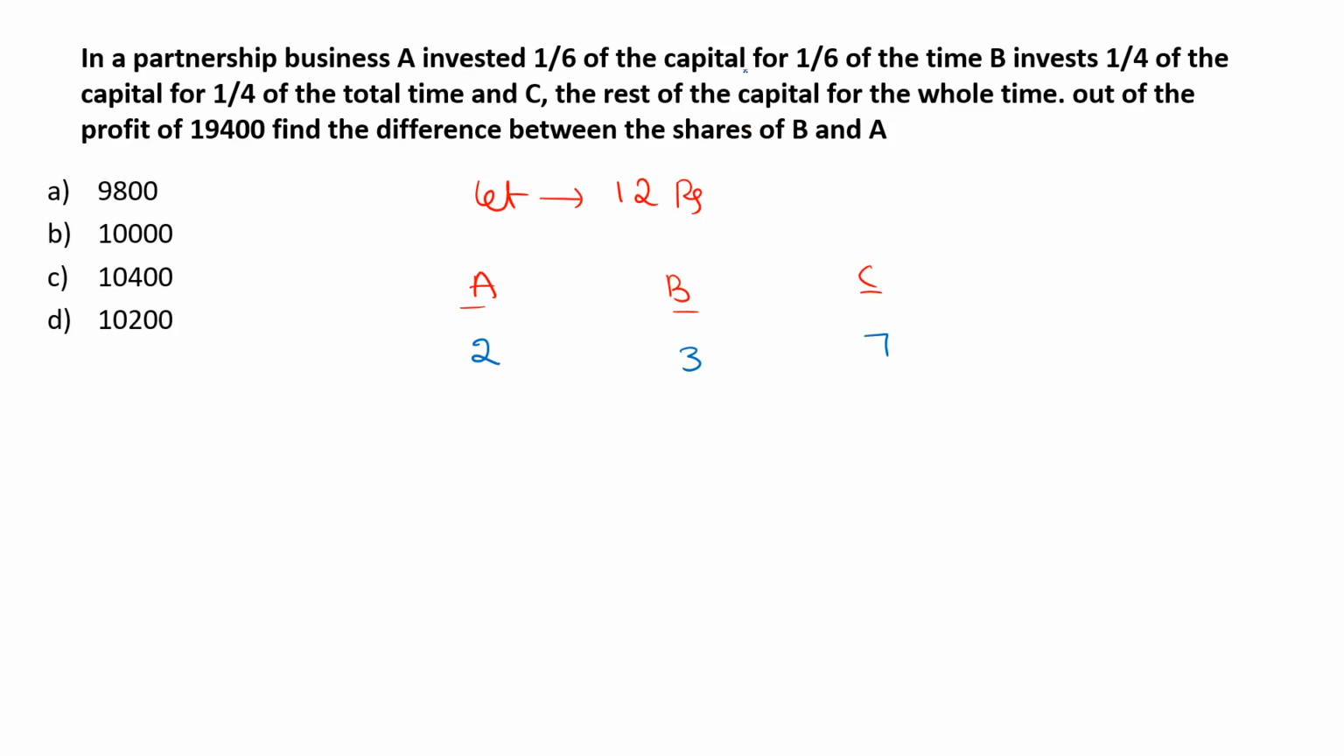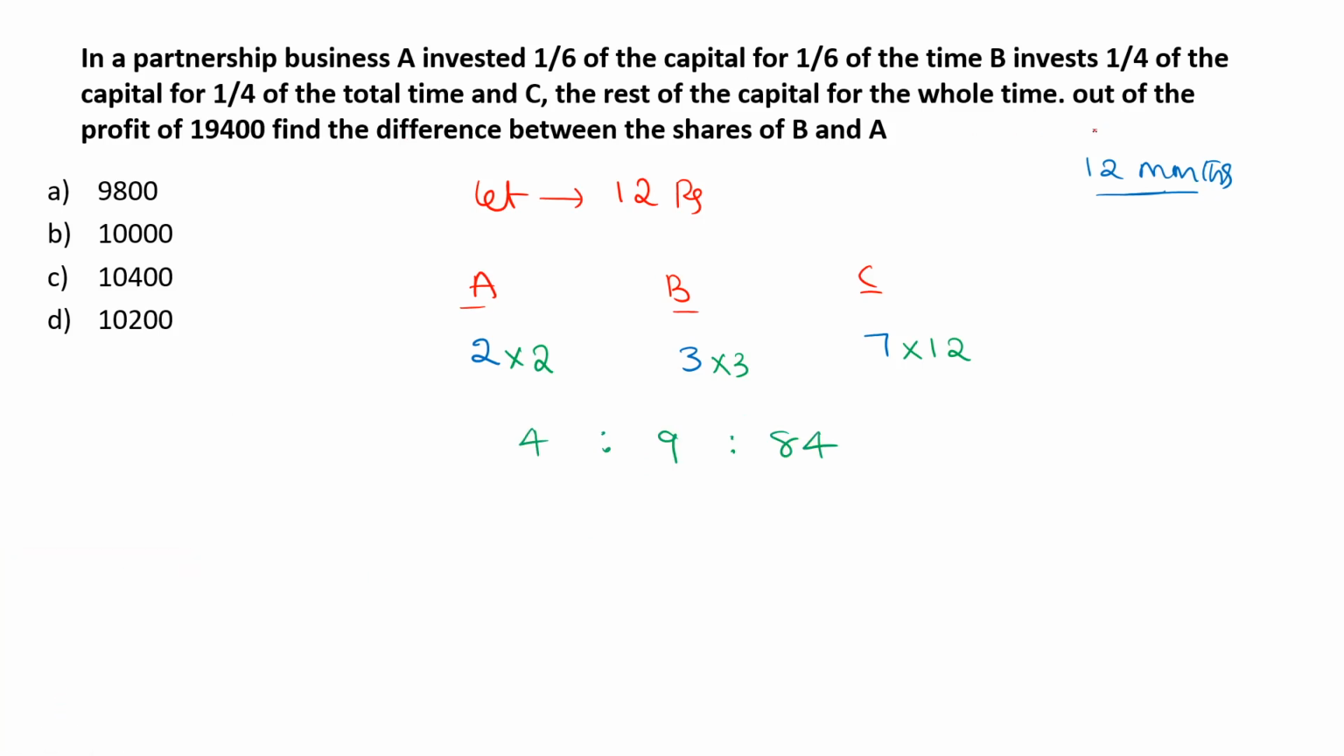Okay, now take the time. A invested 1/6 of the capital for 1/6 of the time. That means when you take 12 months as the unit of time, then 1/6 of the 12 months is 2 months. And B invested for 1/4 of the time. 1/4 of the 12 months is 3 months. And C invested the amount for the whole year, that means for 12 months. Now the profit ratio of A, B, C became 4 is to 9 is to 84.